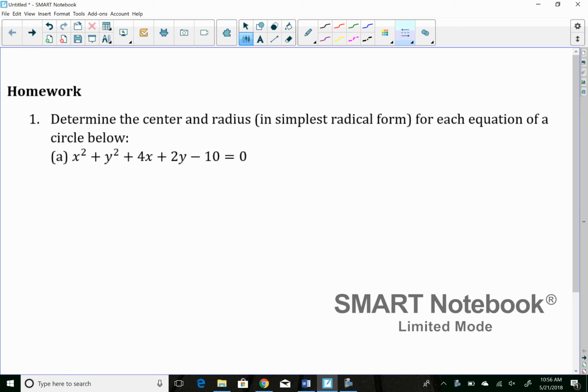So to do that, first thing we have to do is move the number that does not have a variable. So we'll start by adding 10 here and moving our terms together. So in class, remember I highlighted them. It's like the x's are going to go together and the y's are going to go together. So I'm going to have x squared plus 4x plus y squared plus 2y equals 10.